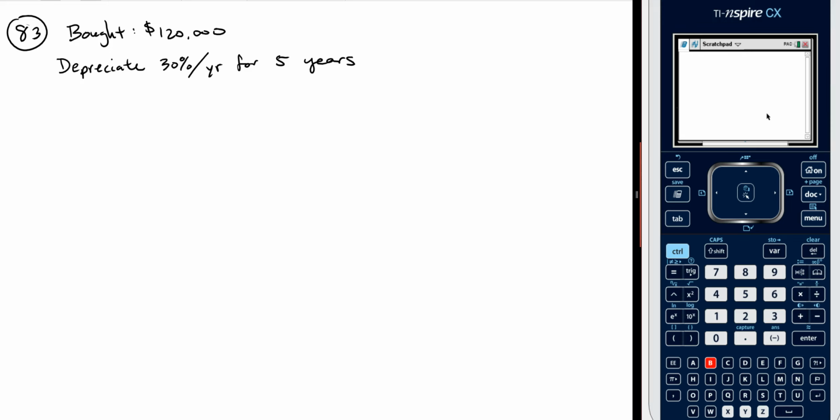Alright, number 83. This one, a company buys a fleet of 6 vans for $120,000. They depreciate at a rate of 30% per year for 5 years. Part A says find a formula for the nth term of a geometric sequence that gives the value of the fleet T full years after it was purchased. So all we need to do is it's going to be geometric, which means it's going to be in the form of AN is equal to A1 times R to the N minus 1.